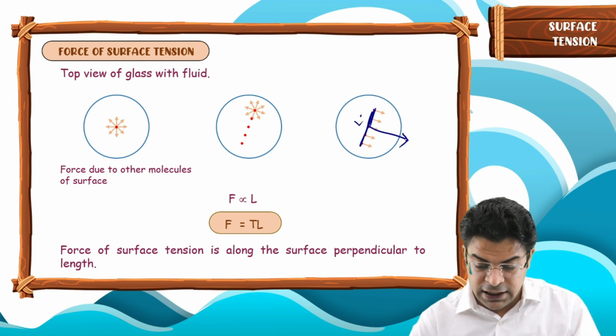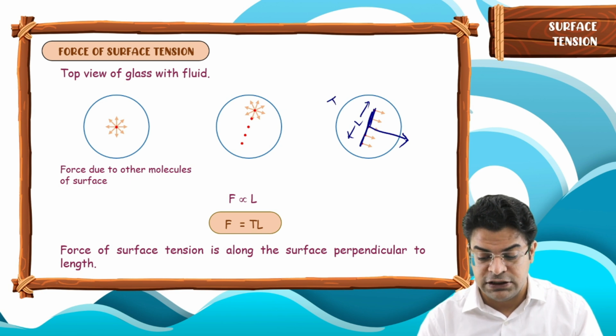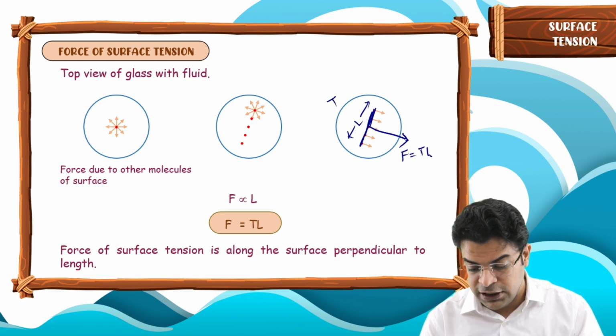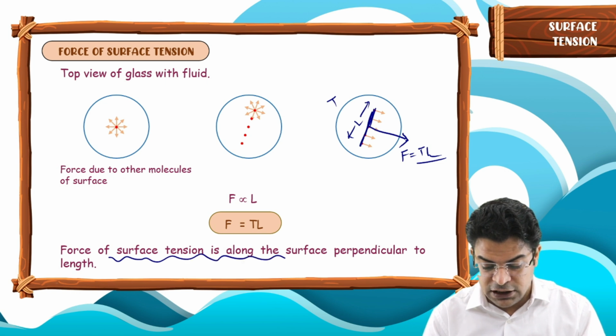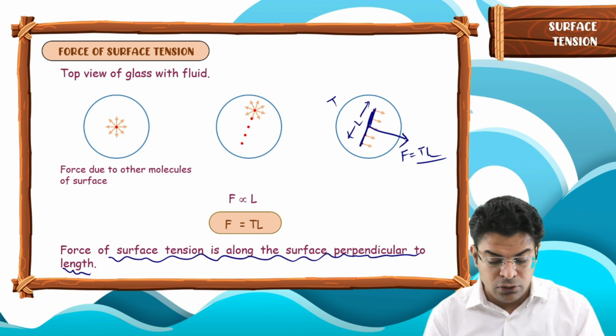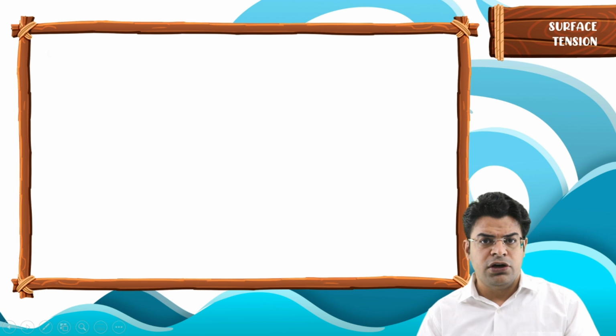And if you have got this line of length L and this fluid has surface tension T, then this force will be equal to TL. So the force of surface tension is along the surface, perpendicular to the length. Now let's see one question to understand this.